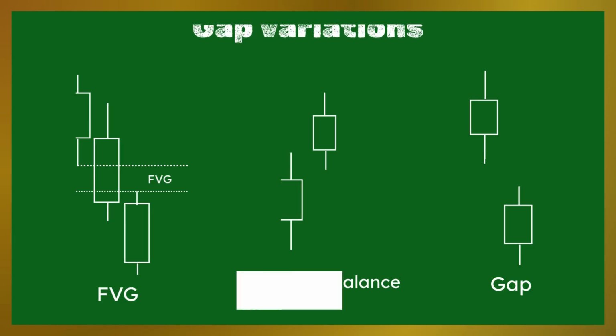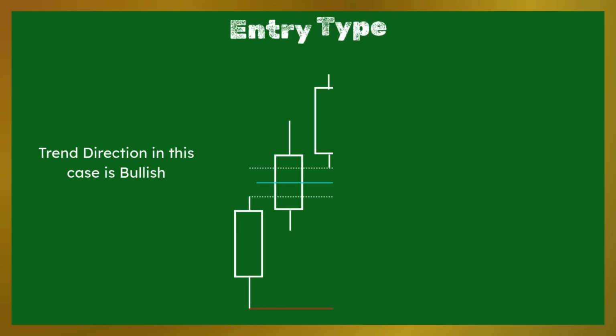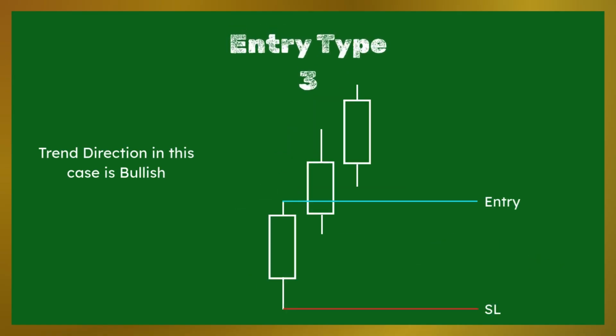There are three different types of entries when it comes to fair value gaps. The first one being from the start of the fair value gap, the second one being from the 50% or what is known as consequent encroachment, and the last one being the fair value gap fill. Usually, we see this one when we're suspecting an order block close to the fair value gap.